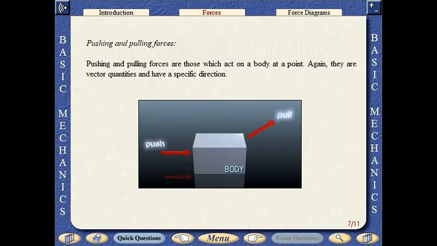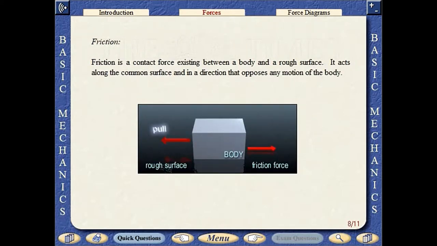Pushing and pulling forces are those which act on a body at a point. Again, they are vector quantities and have a specific direction. Friction is a contact force existing between a body and a rough surface. It acts along the common surface and in a direction that opposes any motion of the body.